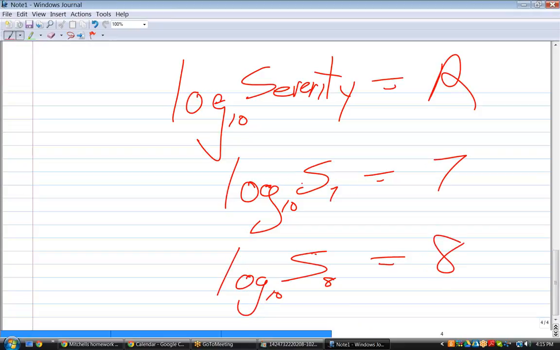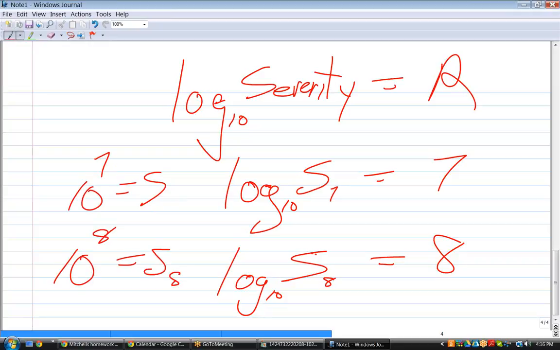Well, in this case, if I translate it to exponential, I get 10 to the 7th equals its severity. In this case, I get 10 to the 8th equals the severity of the 8th. And if you divide the severity of the 8th by the severity of the 7th, you get 10. 10 to the 8th divided by 10 to the 7th is 10 to the 1, or 10. So every point on a Richter scale is 10. And if you remember that fact, then you should be able to get back to this equation pretty easily.